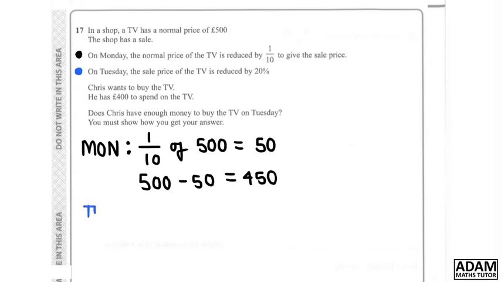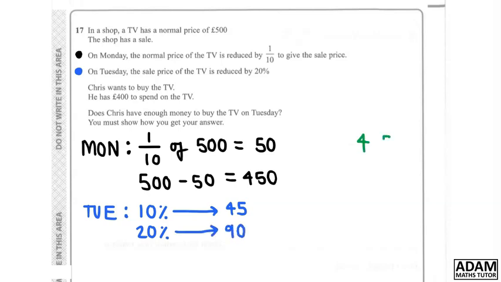£450. On Tuesday, the sale price of the TV is reduced by 20%. 10% of 450 is 45. Once I've got 10%, I can work out 20%, which would be 90.